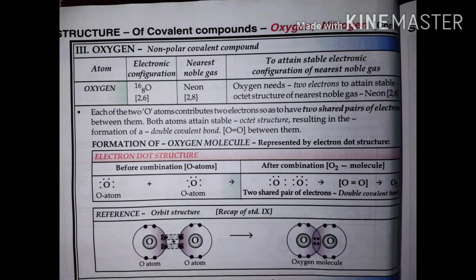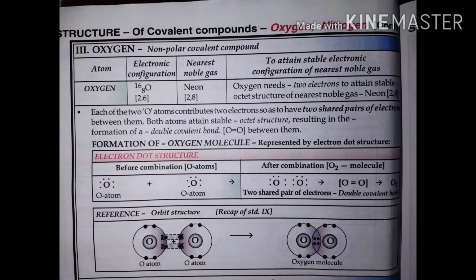So first we will see the orbital structure, which is shown below. In the orbital structure, we can see that there are two oxygen atoms, and each of them have 6 electrons in its outermost shell. To attain stability, in the adjacent diagram you can see they share two pairs of electrons, two from each oxygen atom, and therefore in the process they form a double covalent bond.